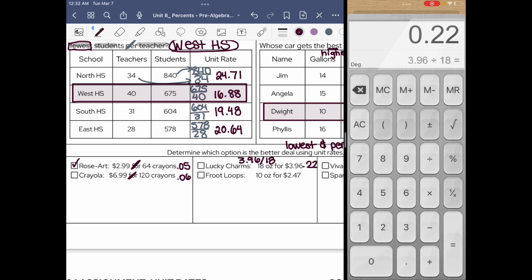Same thing for Fruit Loops. Money on top divided by how many ounces? So 2.47 divided by 10. 0.247. But that 7 makes it round to 0.25. Think of it as 24 cents. The 7 makes it round up to 25 cents. Which one costs more? Fruit Loops with 25 cents. If the Lucky Charms only cost 22, so Lucky Charms is our better deal.